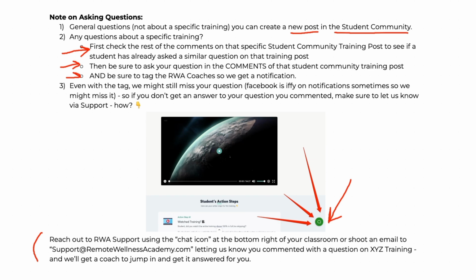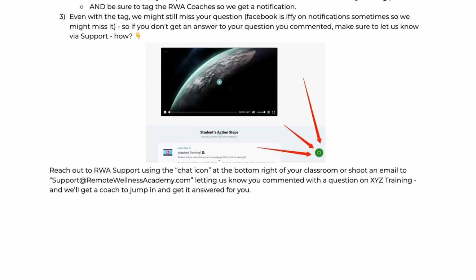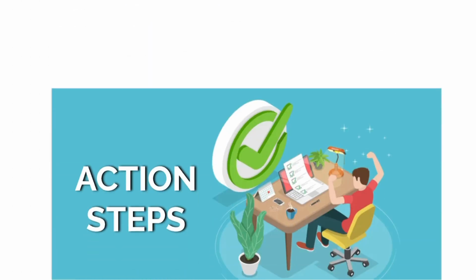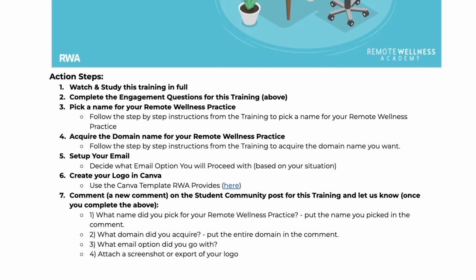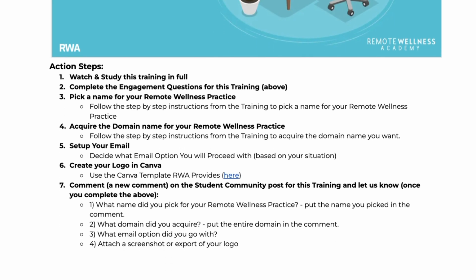So again, let us know if you do have any questions, and then just let us know on that specific student community post, okay? With that being said, let's talk about your action steps for this specific training. Of course, action step number 1, make sure that you watch and study this training in full. Action step number 2 is to complete the engagement questions for this training, the ones that we talked about above, okay?